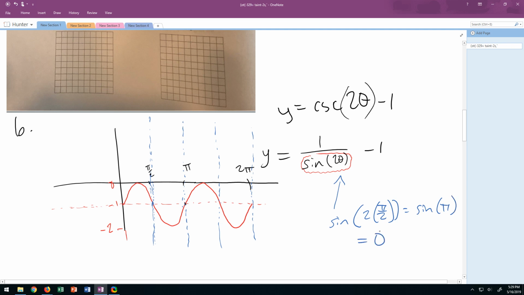So this thing would be y equals 1 over 0 minus 1. So it breaks at pi over 2. It does not break here. It does break at pi over 2. So we do have our asymptotes in the right place. Good question, Hunter. Now all I have to do is the same thing that I did before. I have to graph the reciprocal of this function. And graphically, this is what it's going to look like.